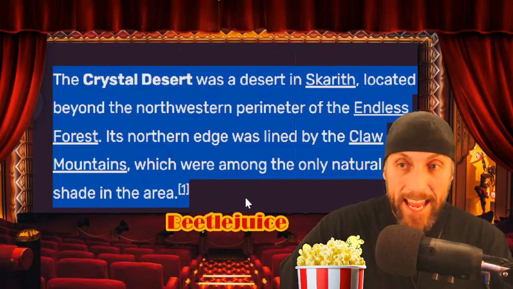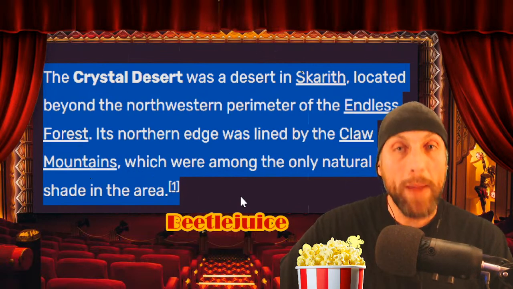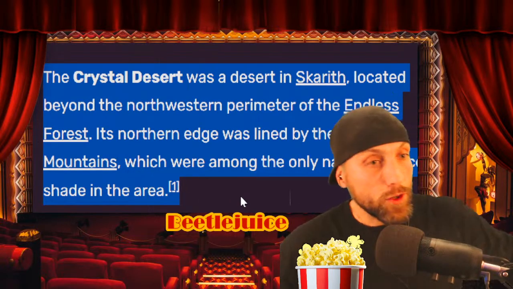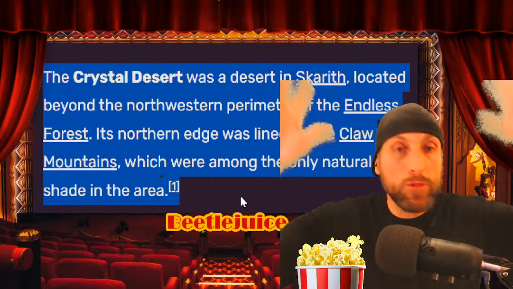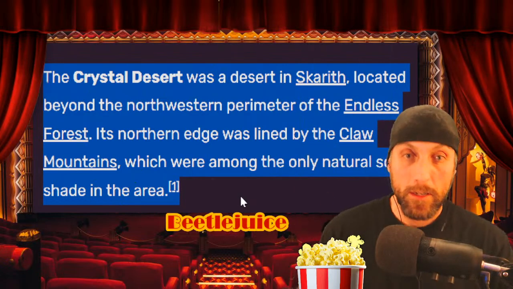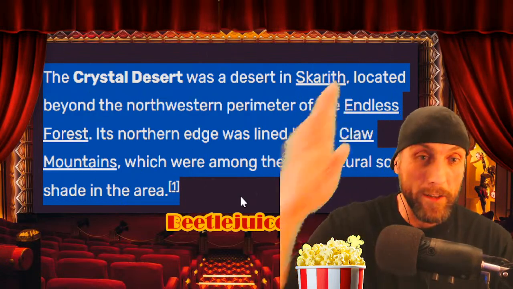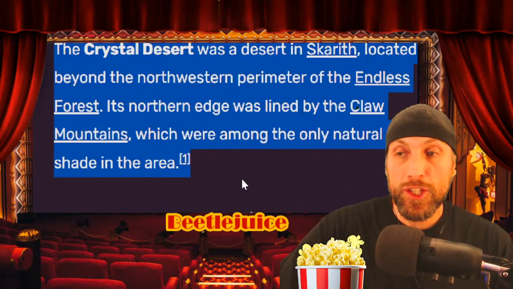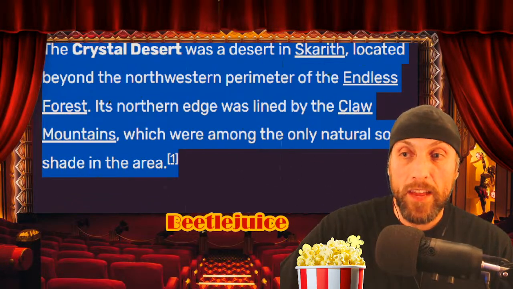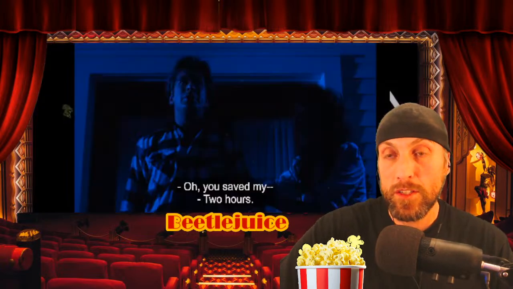Its northern edge was lined by the Claw Mountains. That land at the North Pole also is said to be lined with these huge mountains that just shoot up out of the ground, right? Which were among the only natural source of shade in the area. It also talks about how they had shifting sands, just like in The Wizard of Oz.